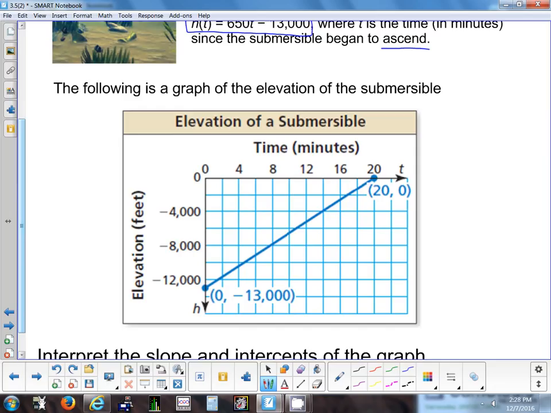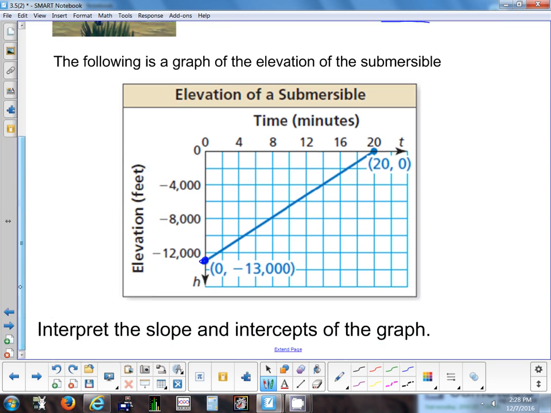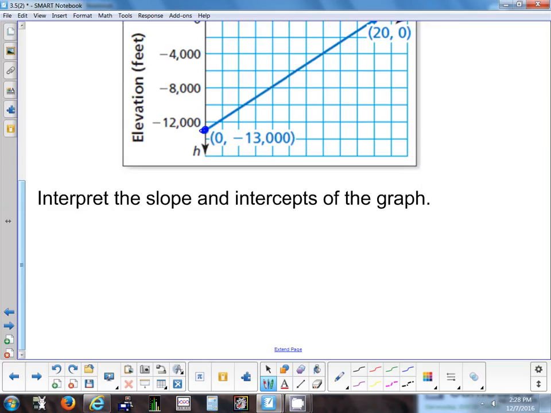So how deep is the submarine when it starts? See if you can look at that graph and figure it out. It's down 13,000 feet below sea level. Okay? How do you know that? What tells you that it's 13,000 feet down? What on the graph? Where the point is, on the elevation. What axis is this? Y. So what is that point? The y-intercept. Exactly. So they ask us to explain what the y-intercept is, and you just explained it. Okay?